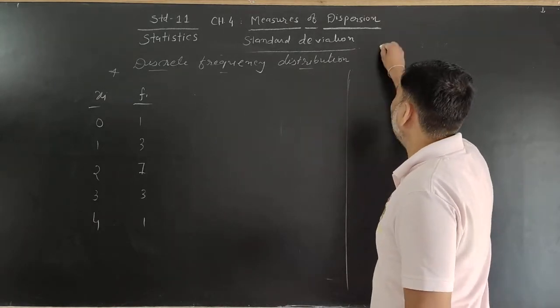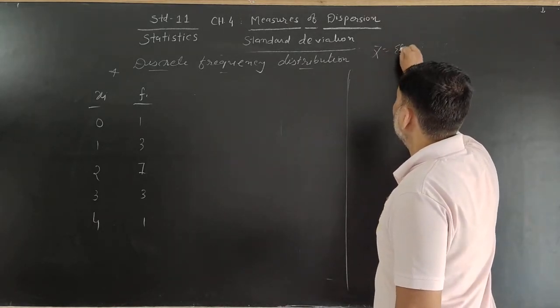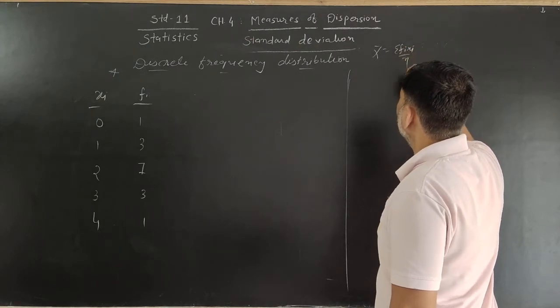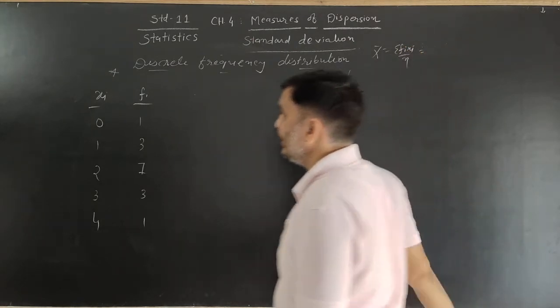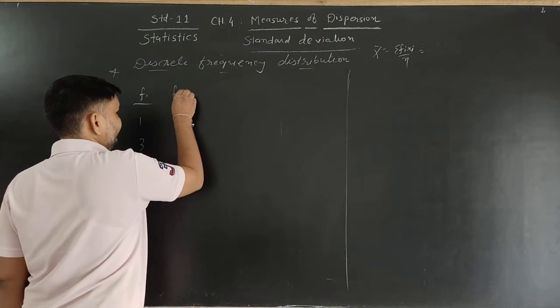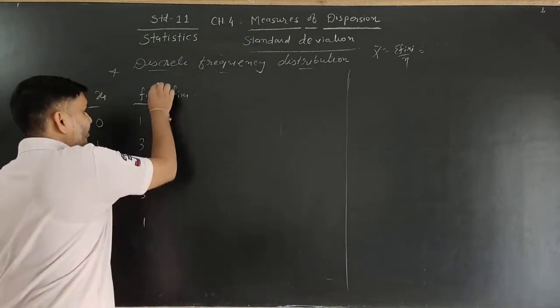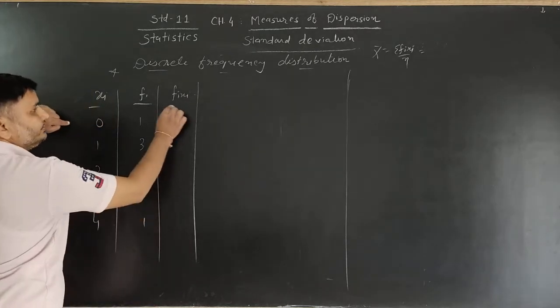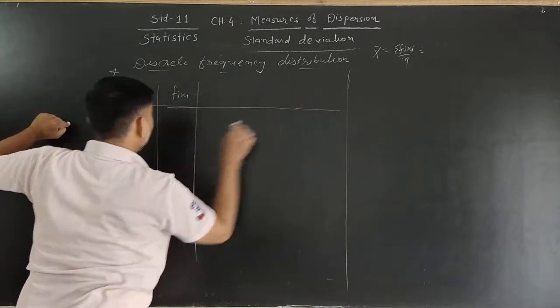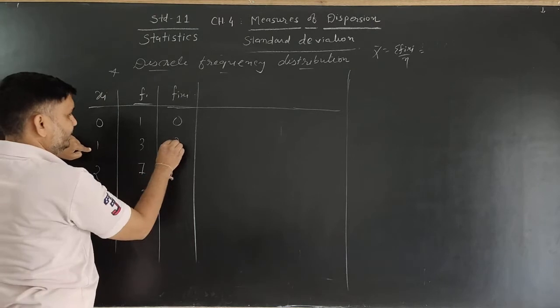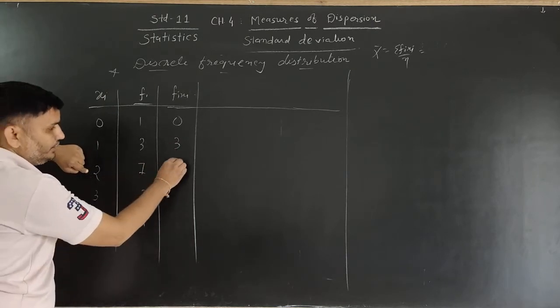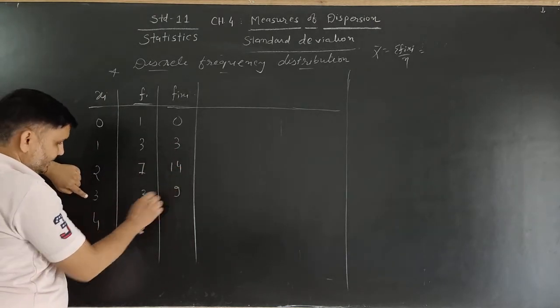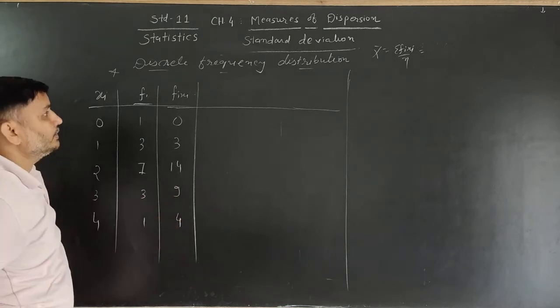Now to find the standard deviation of a discrete frequency distribution, first we know the formula: x bar is equal to summation fi xi upon n. So first we find the fi xi. Now fi xi is equal to 0 into 1, that's 0. 1 into 3, 3. 2 into 7, 14. 3 into 3, 9. And 4 into 1, 4.